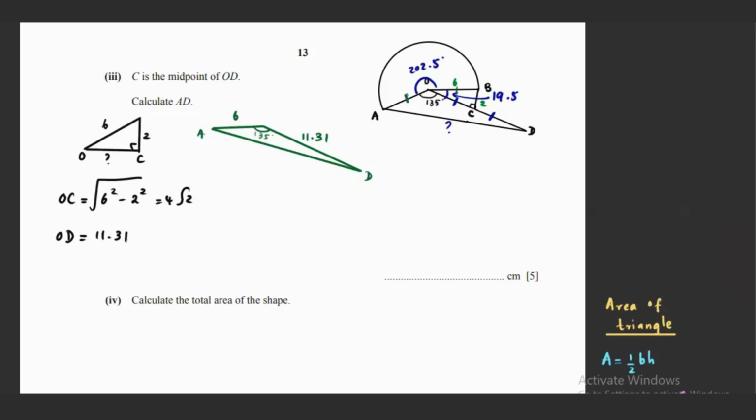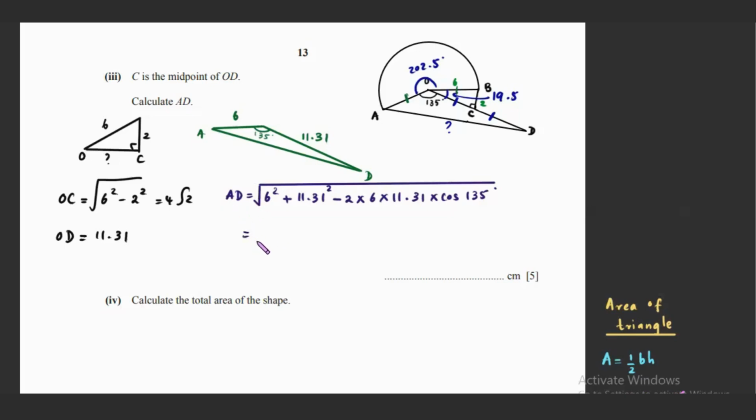So we're going to make use of the cosine rule to find what AD is. So then this AD is equal to, I need to square these two shorter sides, which is 6 and this 11.31, I need to square this. And I need to minus 2 times the product of these two, which is 6 times 11.31. And then I need to do cos of this angle, which is 135 degrees. And this answer should be square rooted, because this is the cosine rule that we are applying.